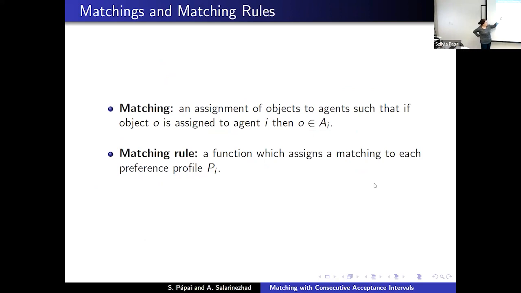Okay. So what's a matching? It should be clear to everyone, but anyway, it's an assignment of objects to agents. Each agent gets at most one object, and the same object cannot be assigned to more than one agent. And an object that is assigned to an agent has to be in that agent's acceptance set. The matching rule is a function which assigns a matching to each preference profile. Oh, sorry, I have this in the slides.